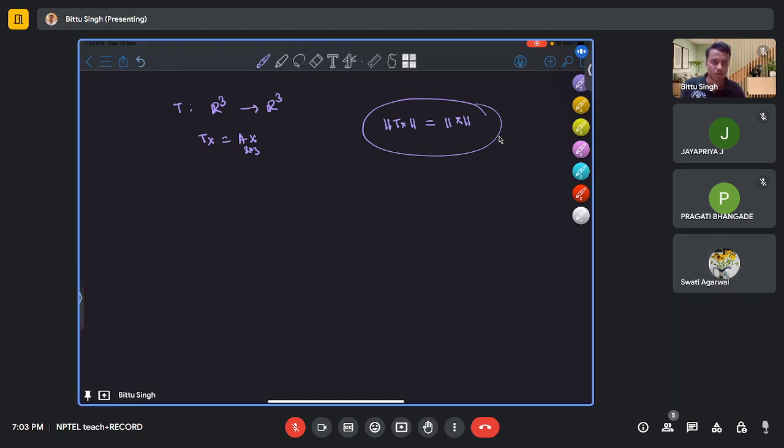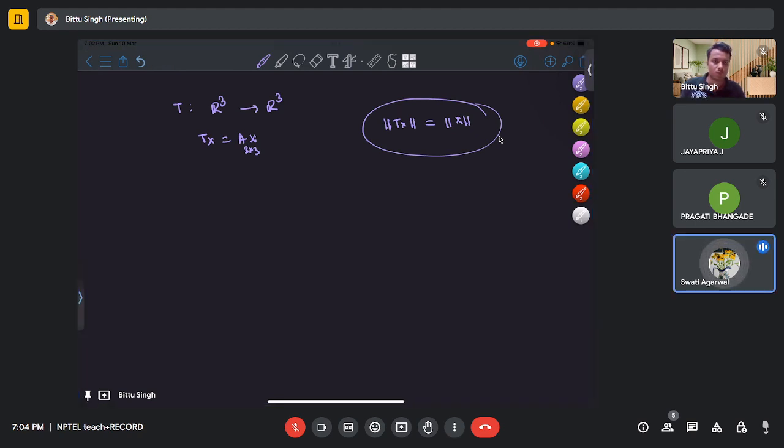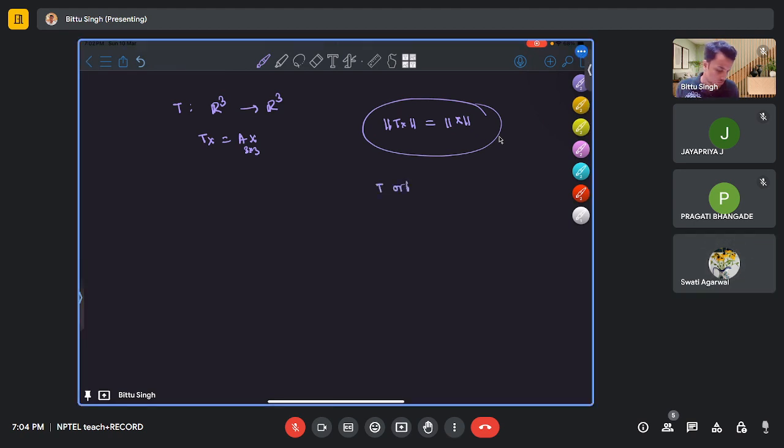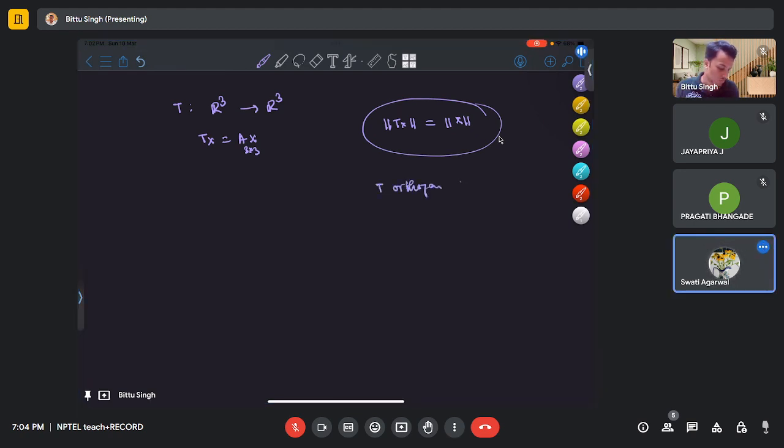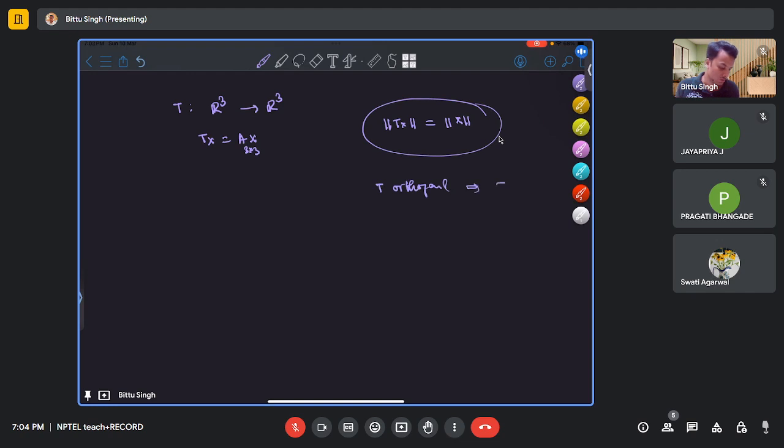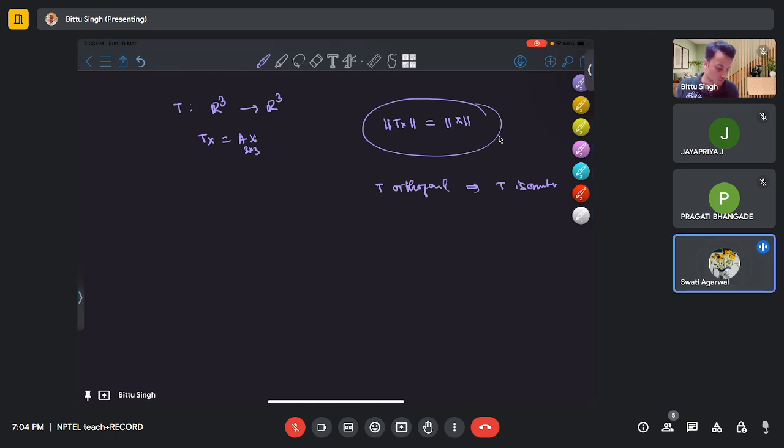What was the other answer? It is marked that A is orthogonal if and only if T is an isometry, but actually T becomes an isometry because A is orthogonal. It's reverse, right? Yes. So the answer is, A is orthogonal implies T is an isometry. It is true.